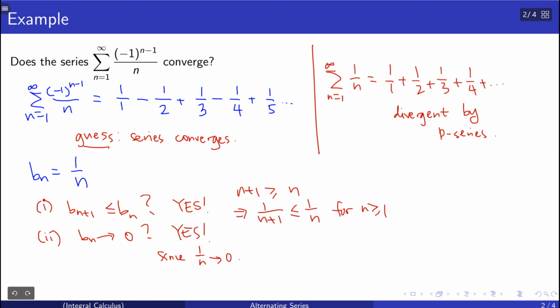And now we're able to conclude, by the alternating series test, this series converges.